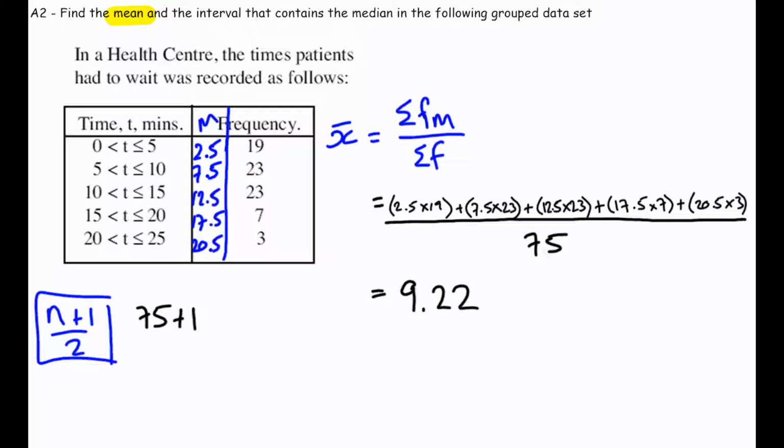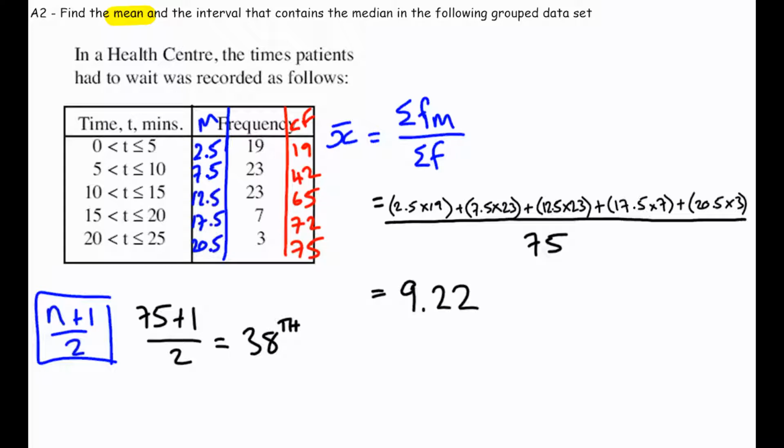75 plus 1 divided by 2 equals 38. I'm looking for the 38th piece of data. Which interval is going to contain the 38th piece of data? What is useful to have here is a cumulative frequency. All right, so let's quickly get a cumulative frequency. At the end of the first interval, I've inspected 19 items. At the end of the second interval, I've inspected 42 items. If we continue like this, I have the complete cumulative frequency.